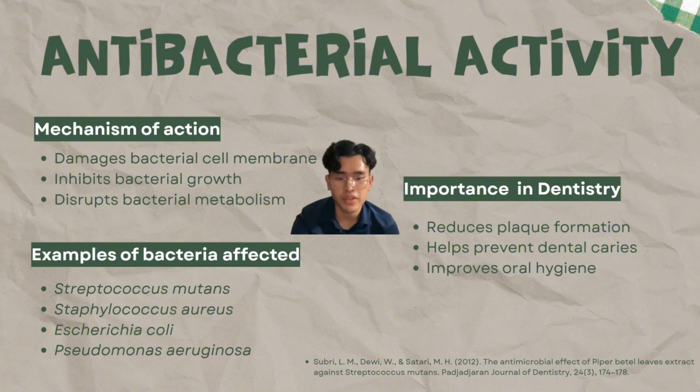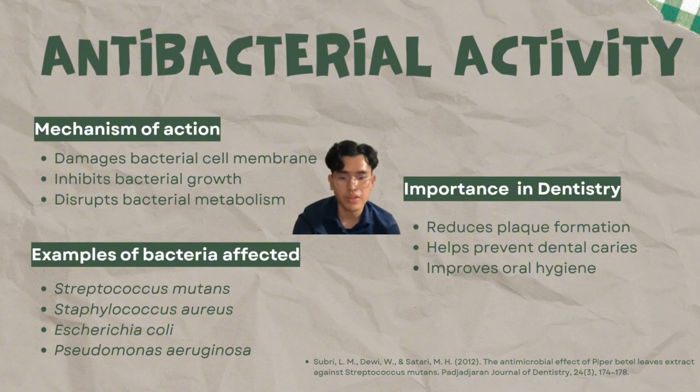First, betel leaf extract can damage the bacterial cell membrane. When the membrane is damaged, the essential substances inside the bacteria will leak out, causing the bacteria to die. Second, it can inhibit bacterial growth, meaning the bacteria cannot multiply effectively. As a result, the spread of infection can be reduced.